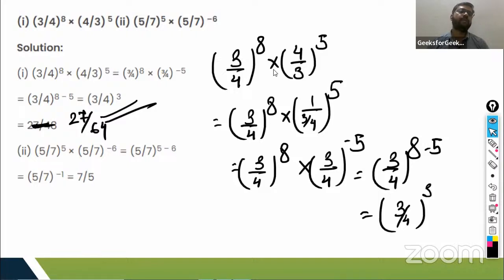Next question. 5 to the power 5 by 7 to the power 5 into 5 by 7 to the power minus 6. Yes, this one is an easy question. 7 by 5, 7 by 5. I believe these questions are easy, so everyone must have solved them easily. 7/5, 7/5. The answer has come. Let's move to the next question.